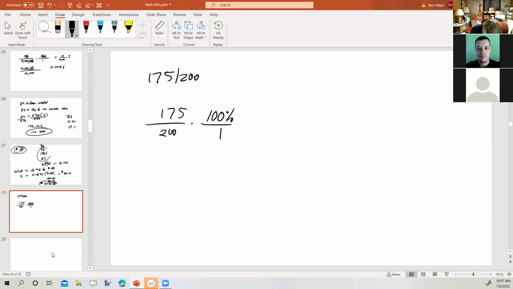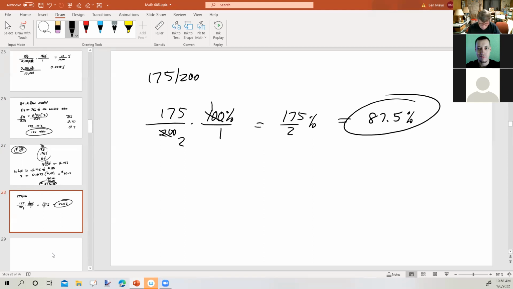Well, I could reduce the 100 over 200 to 1 over 2. And now I have 175 over 2%. And if I take 175 divided by 2, I get 87.5%. So the student got 87.5% on their test paper, which in my class would be a B+. All right.